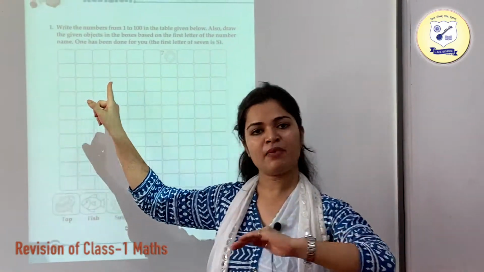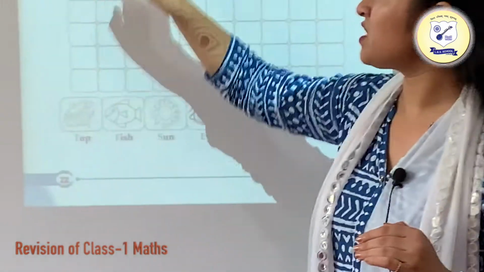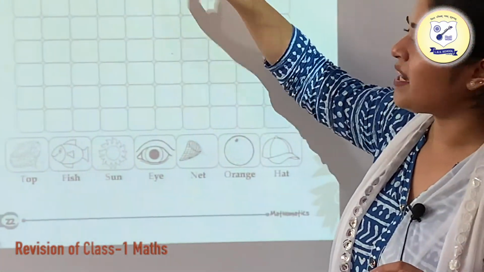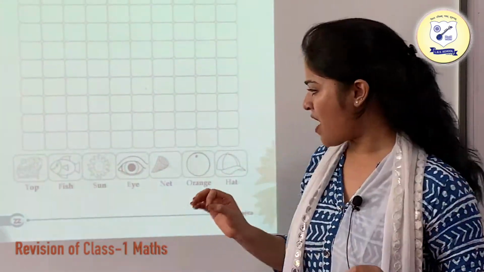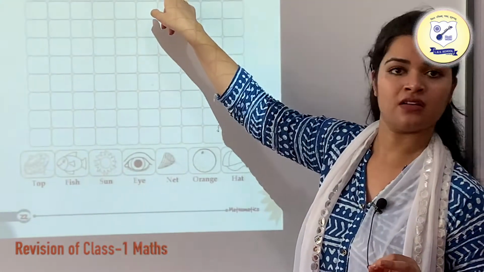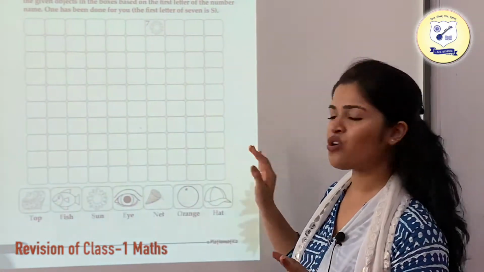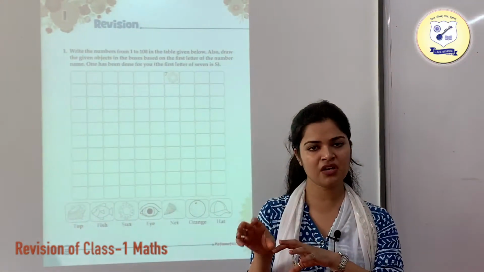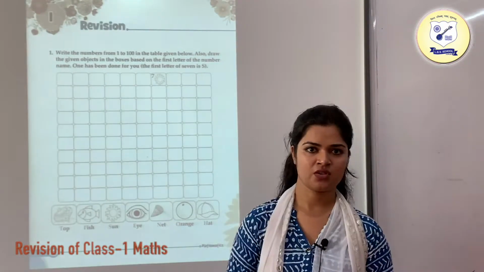Next number is 2, and 2 is beginning from T, so just draw the picture of this top on the number 2. Similarly, as you can see on number 7, which begins with S, we have drawn this sun, since this is also beginning with S. So you just need to do the rest of the numbers by yourself using the spelling of the number names, the first letter of that word, and the pictures.